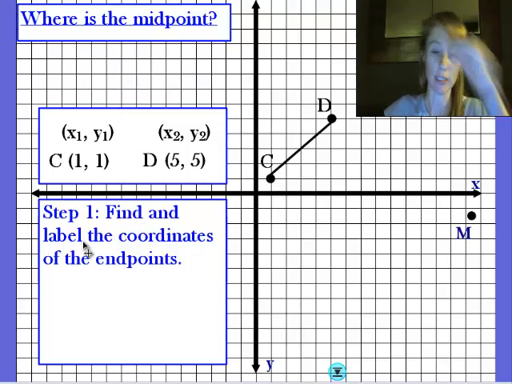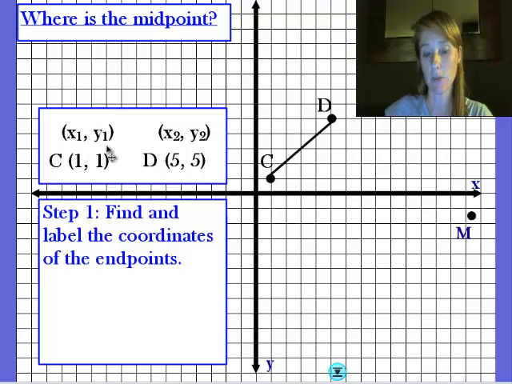What I mean by label is I want a way to distinguish between point C and point D. So I've given the x and y coordinate of point C the little number 1 to say this is my first point. The same thing for point D, but since it's my second point, I've given it a little number 2. x2 and y2 show the coordinates of that point.